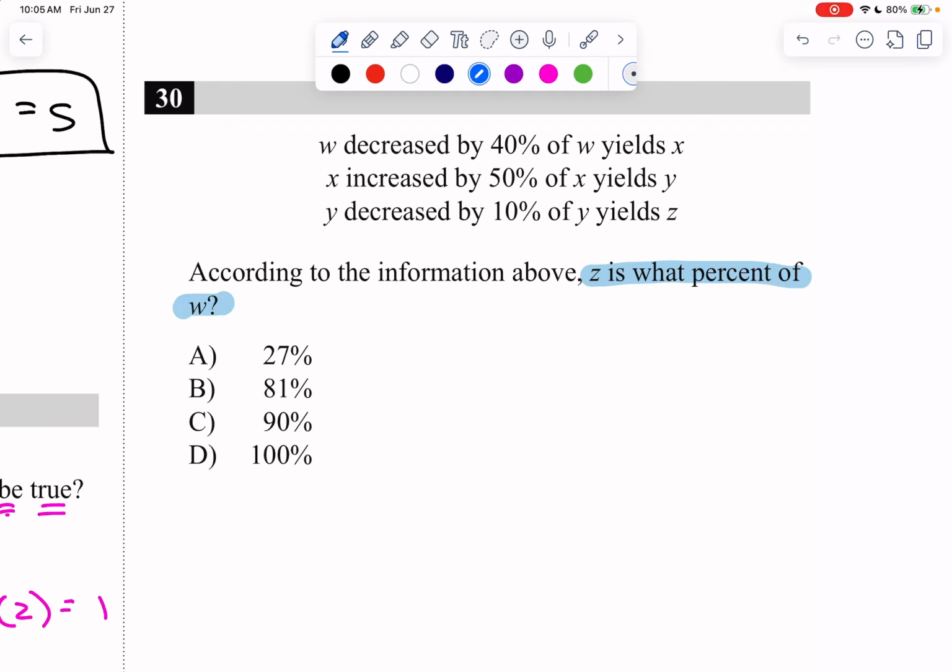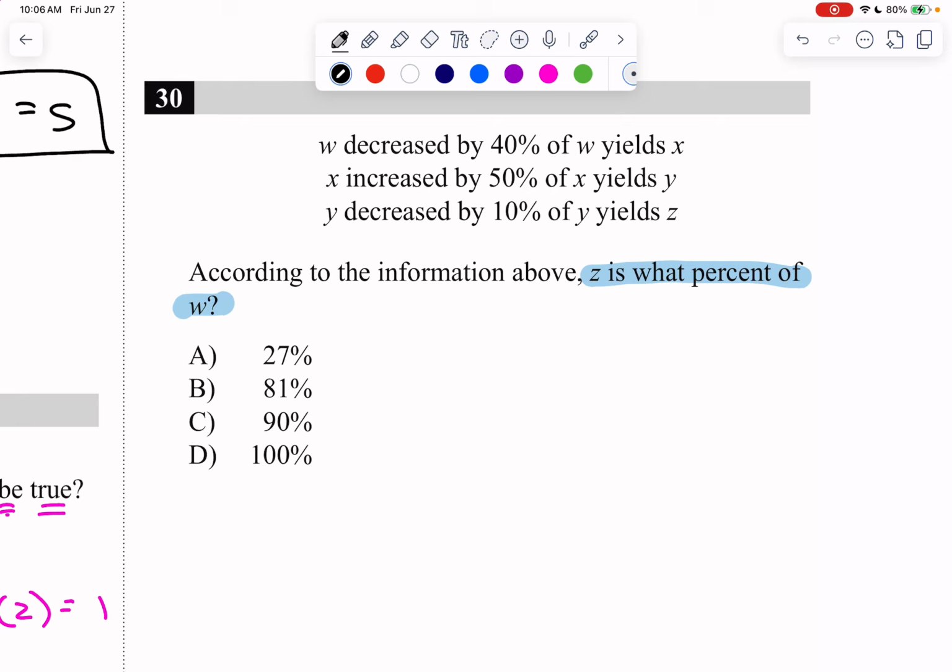So here we can notice that our variables are related. We're taking our W, we're decreasing it by a certain amount, and it yields or equals X. Then we take that X that came from our W, increase it, and it gives us our Y. And then we take that Y and we decrease it, and it gives us our Z. So basically we're taking our W, making it bigger, making it smaller, making it bigger, making it smaller, and then that turns into our Z. So if I pick my W, that can help me find my Z.